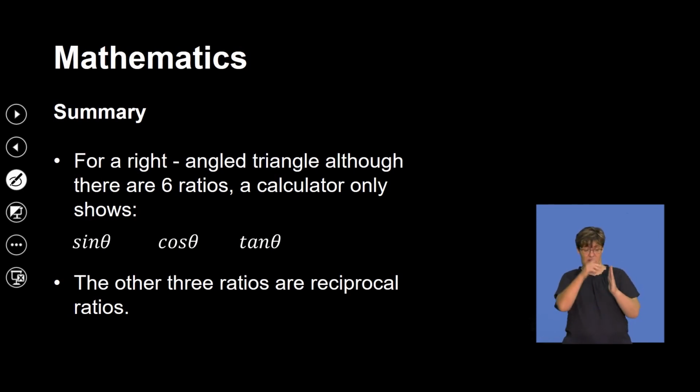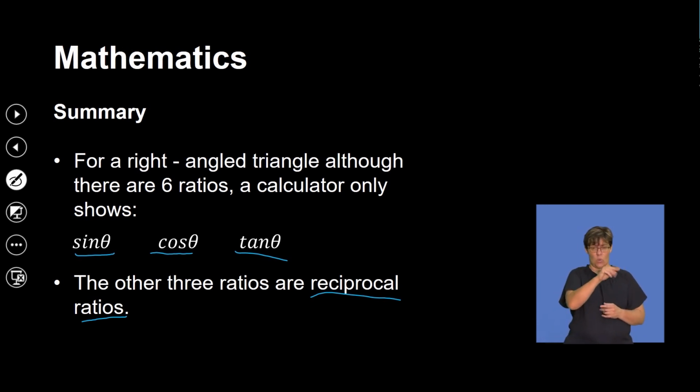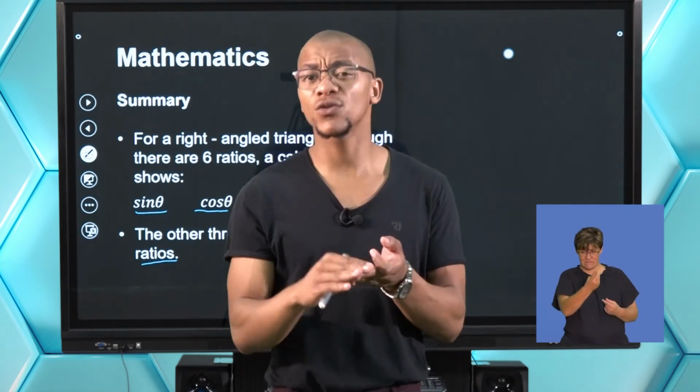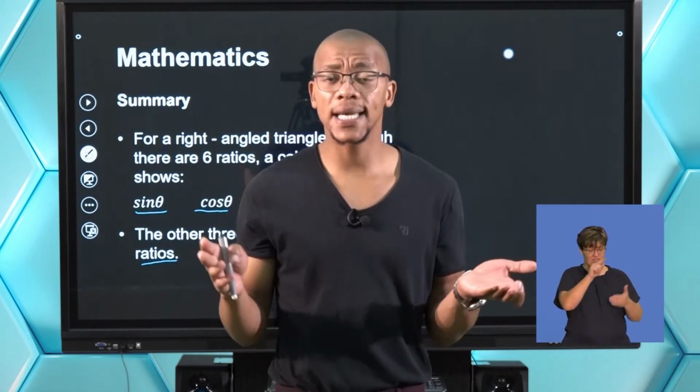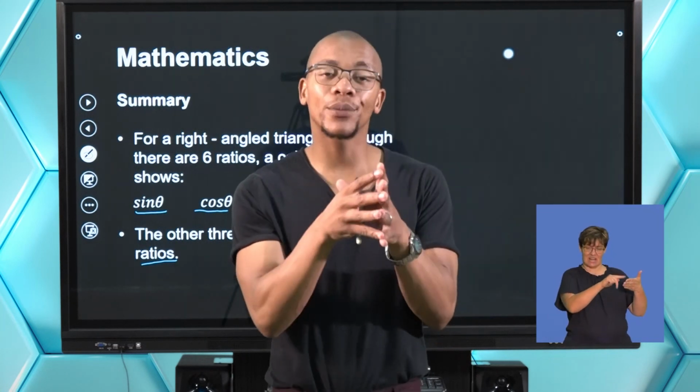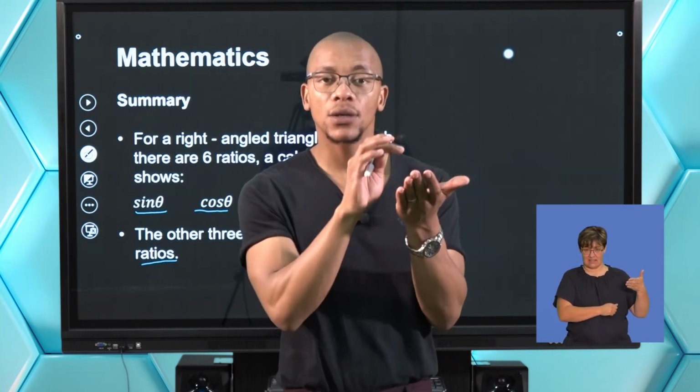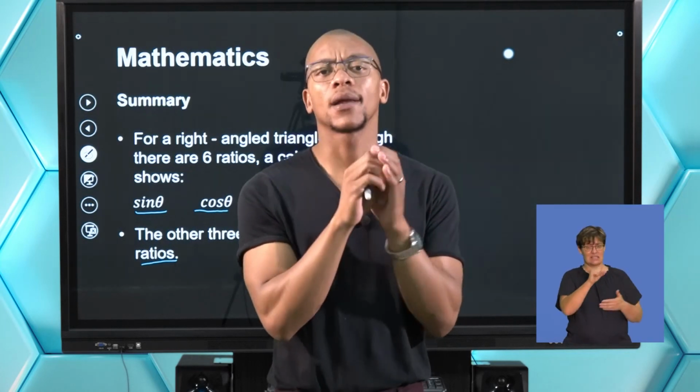Now, for a right-angled triangle, although there are 6 ratios, a calculator only shows this one, that one, that one. So it only shows sine theta, cos theta, and tan theta. Then the other 3 ratios are the reciprocal ratios. Now, what does this mean? It means that I can only see sine, cos, and tangent. I think if you're on your calculator right now, any scientific calculator for that matter, I promise you, you will see them. They are written cos, sine, and tan, but it starts with a sine.